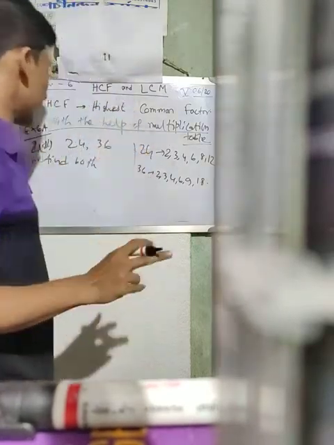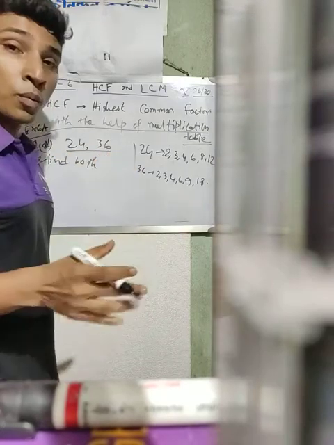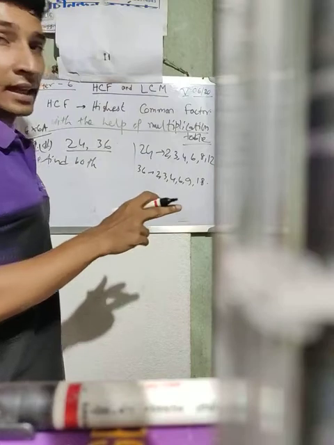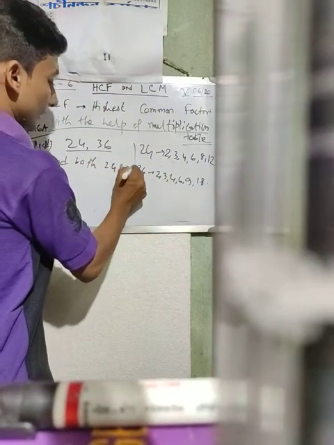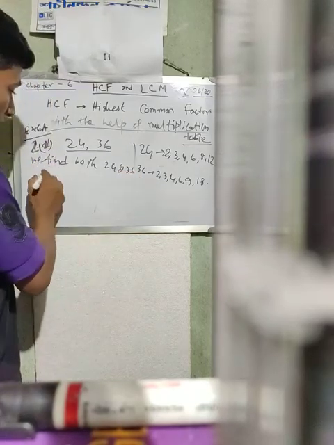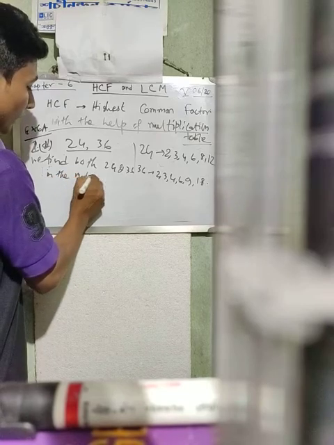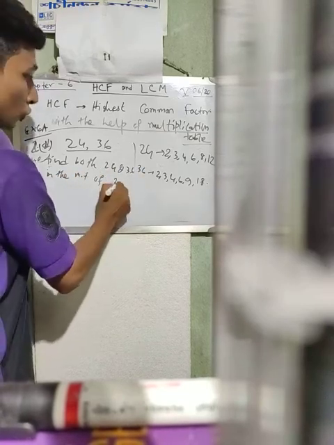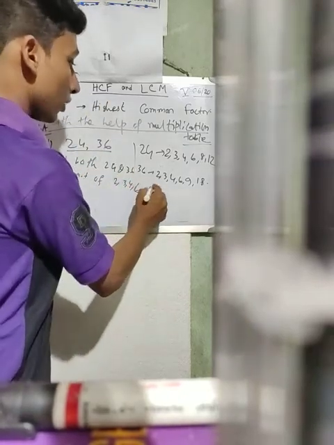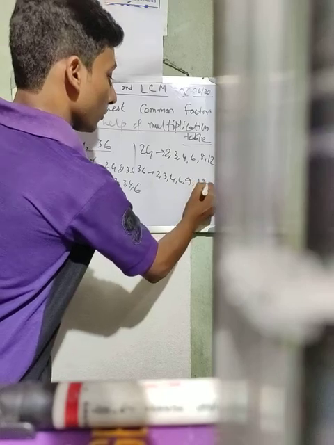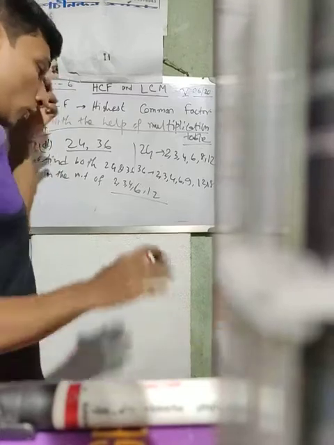Now here we can write, we find both. I am telling again and again, you have to find the number that both numbers belong to in the same multiplication table. So we find both 24 and 36 in the multiplication table of 2, 3, 4 and 6, and also 12. 2, 3, 4, 6 and 12. These are the common.